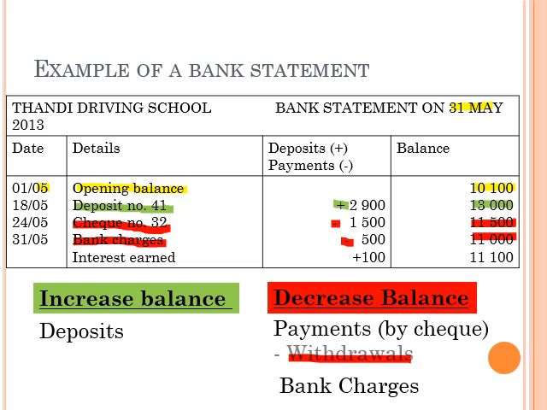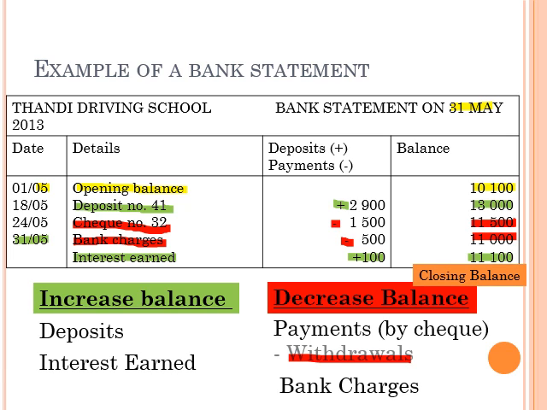Lastly, we have interest earned. If you have a very good balance and you make the bank happy for keeping a good amount of money, that increases your account by 100 Rand, and you can see we have 100 Rand added onto our balance. At the end of this month, how much money do we have? 11,100, and we call this the closing balance. That just means the closing money left over in May is 11,100.